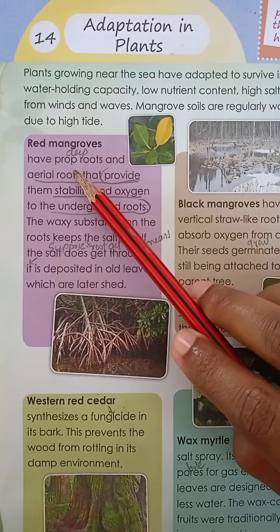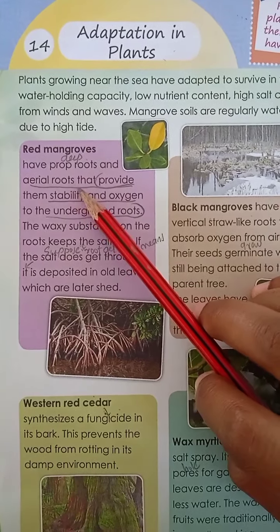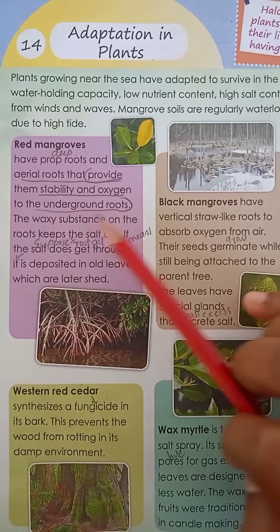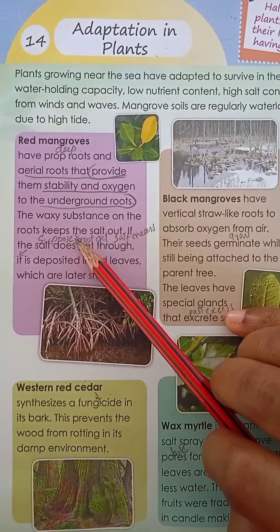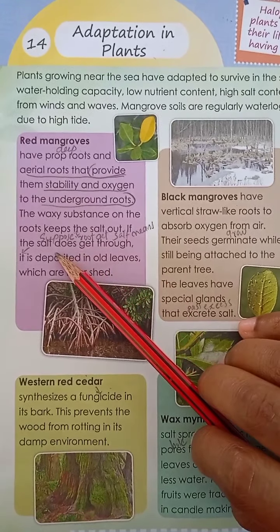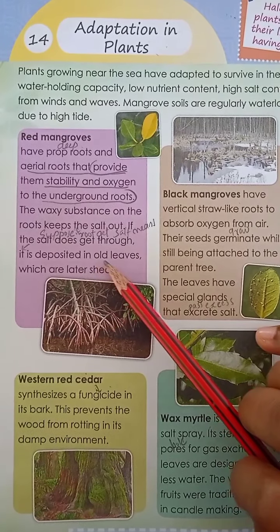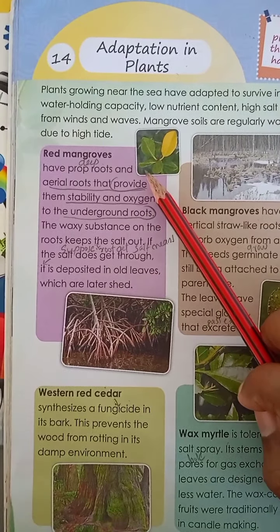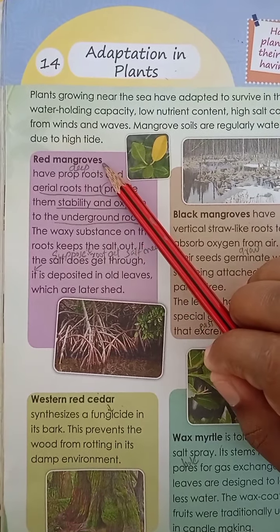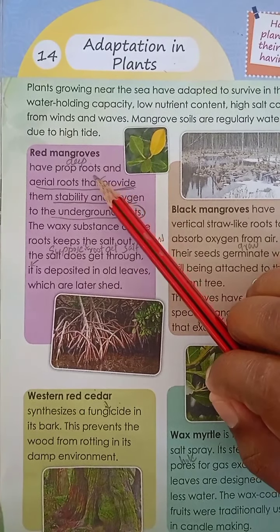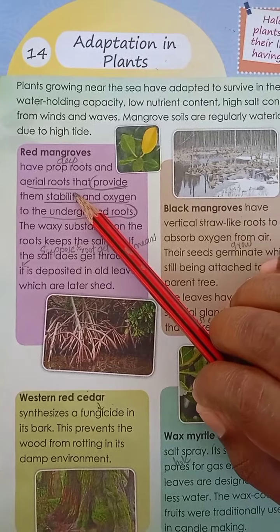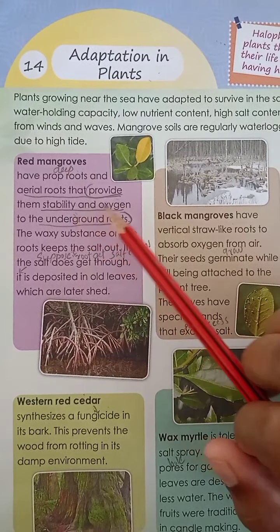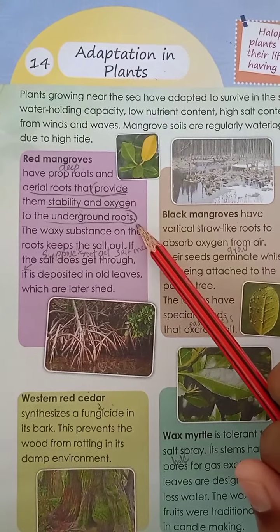Red mangroves have prop roots and aerial roots that provide them stability and oxygen to the underground roots. The waxy substance on the roots keeps the salt out. If the salt does get through, it is deposited in old leaves, which are later shed. Red mangroves have prop roots, deep roots and aerial roots. These roots will provide them stability and oxygen to the underground roots.